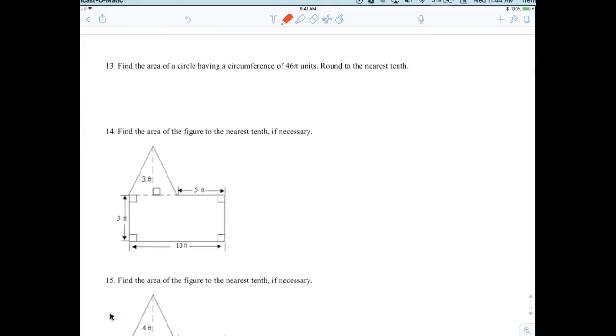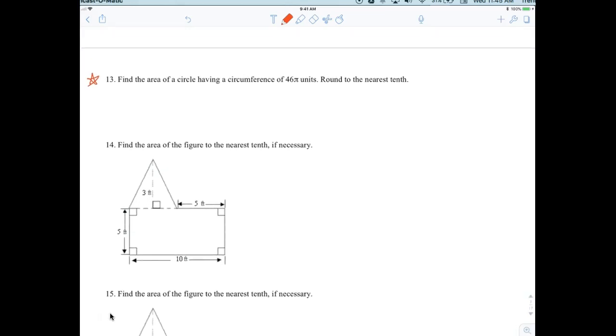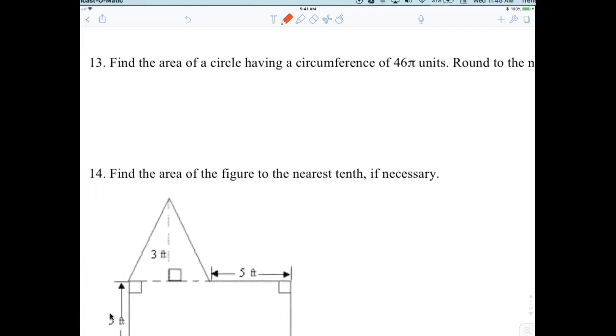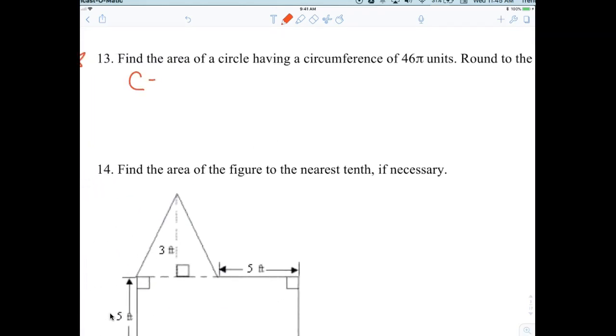Everybody put a star by number 13. I want to find the area of a circle having a circumference of 46 pi. So the first thing I want everybody to do is put down the circumference is 46 pi. So what is the diameter if the circumference is 46 pi? What would it be?